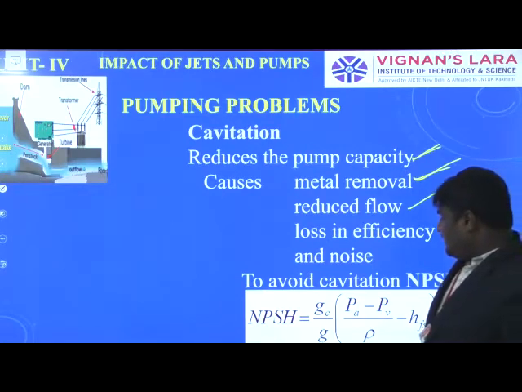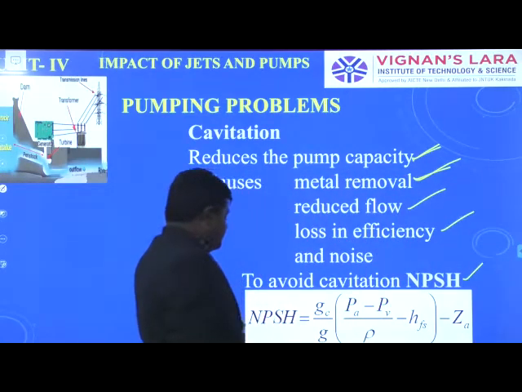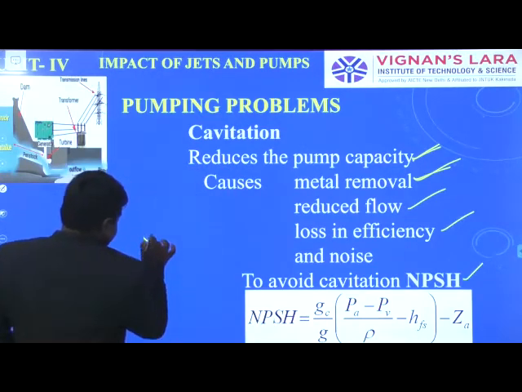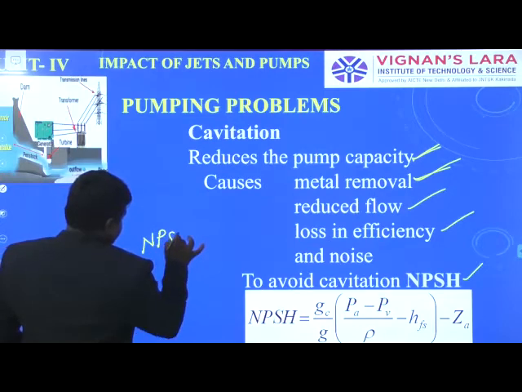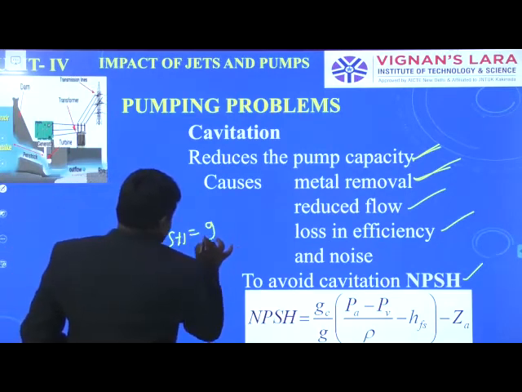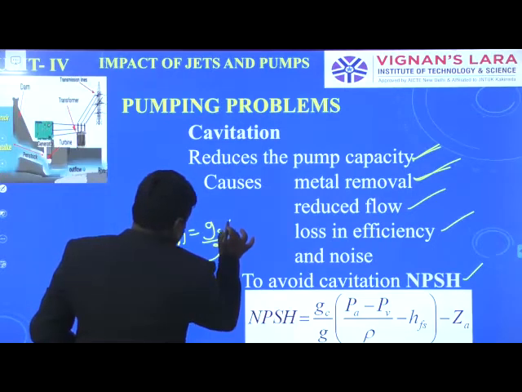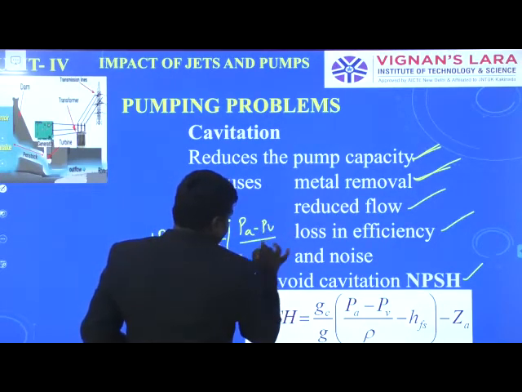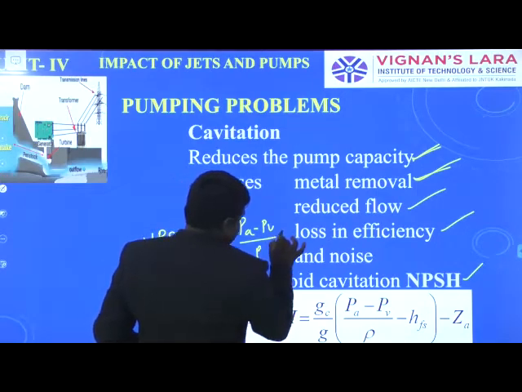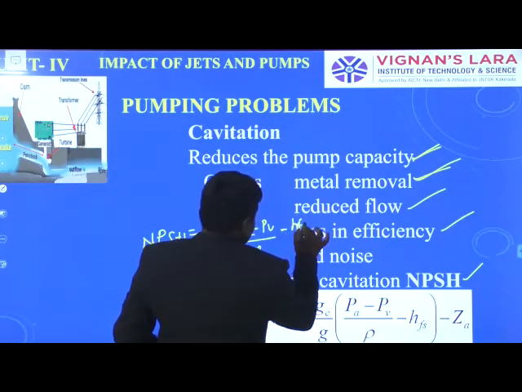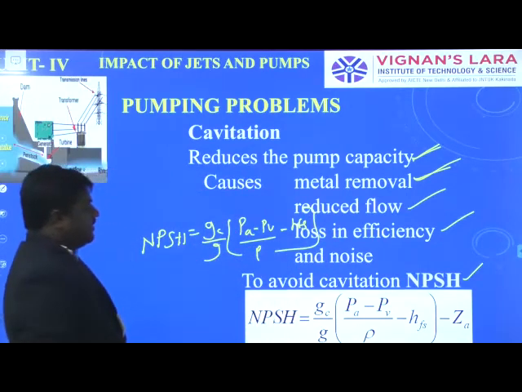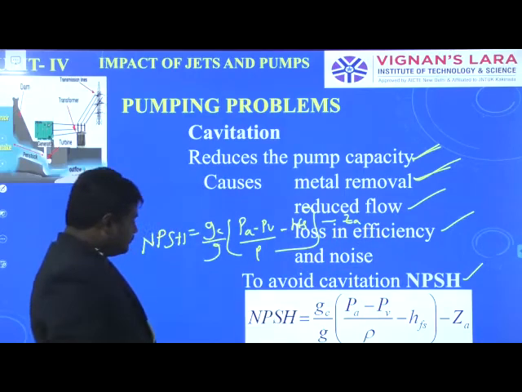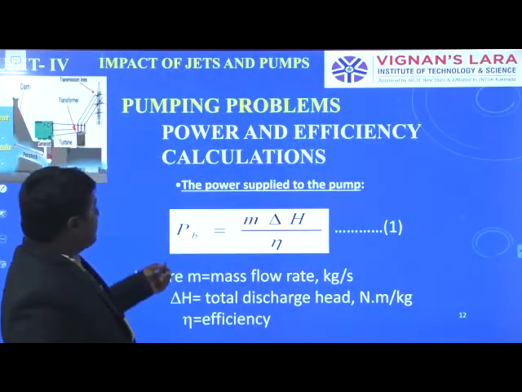So NPSH is nothing but, that is the formula: NPSH equal to gc by g into (pressure of A minus pressure of V) by rho, minus HFS, minus ZA. This is the formula.